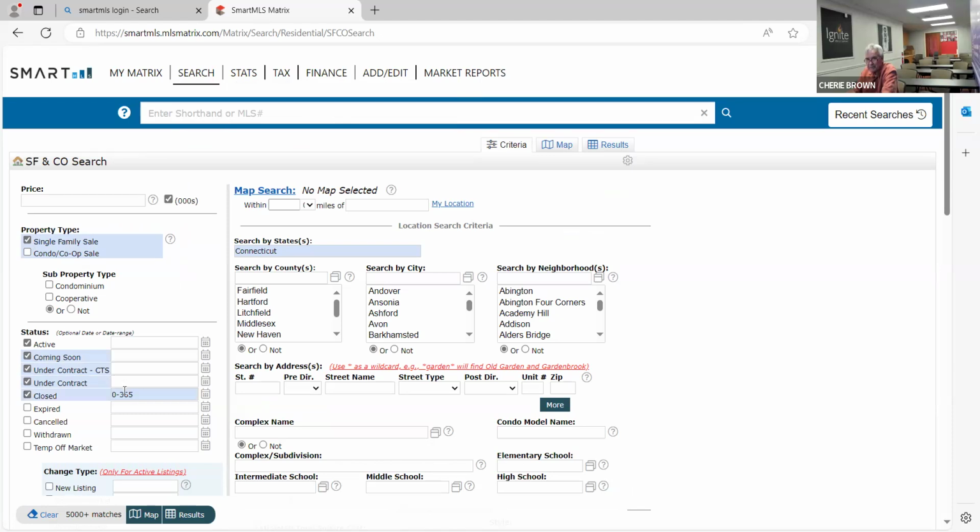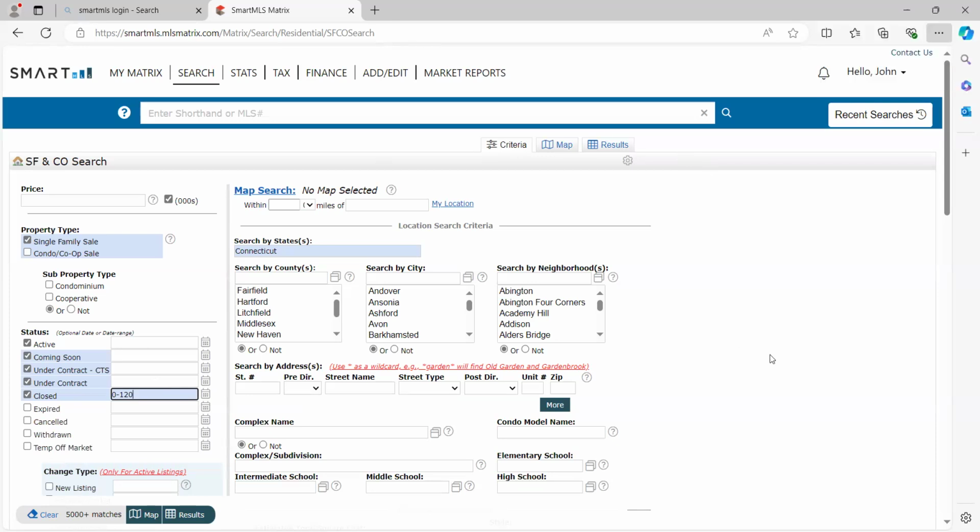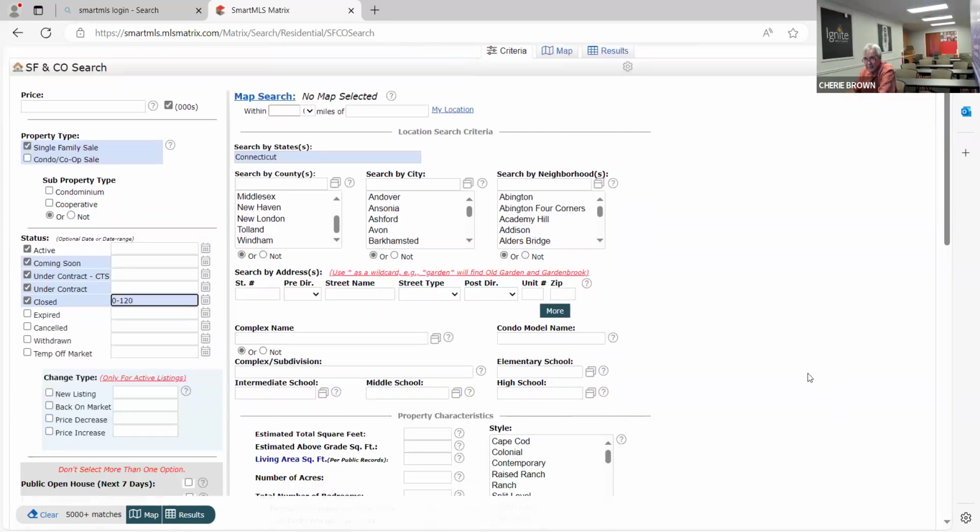It defaults to 365 days, but we don't need to be looking at 365 days worth of closed activity. Probably really no more than 120 days. And all these things can be revised depending on what you get for results. You can make it longer, shorter, whatever. But we'll start with 120 and see what we get.